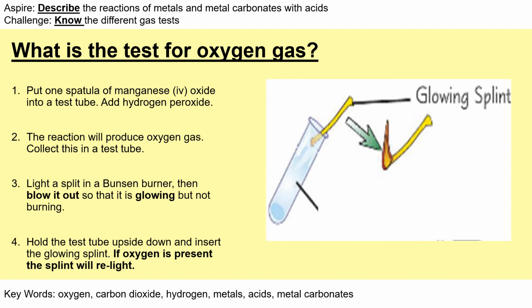So the test for oxygen is where you have a glowing splint. Now, a glowing splint is when you blow it out and the end of it is still glowing. And then if you introduce the glowing splint to a place where you think you've produced oxygen gas, it will relight the glowing splint again.